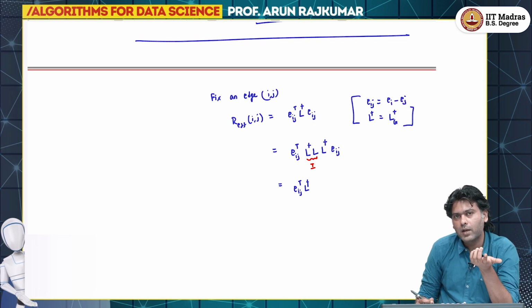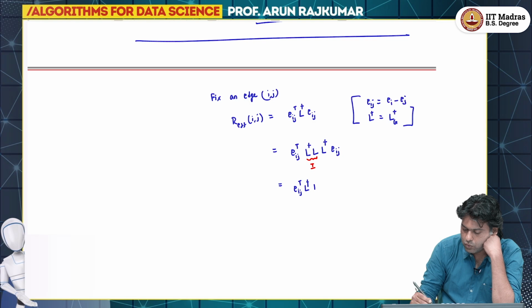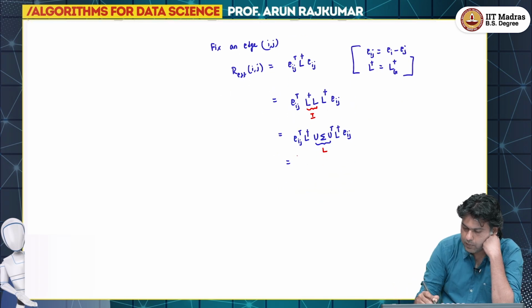It is a real symmetric matrix. So, it has an eigen decomposition, and let us call that eigen decomposition U sigma U transpose. L pseudo inverse Eij. Now, this is just my L, and I am going to rewrite this a little bit as Eij transpose L pseudo inverse U sigma half U transpose L pseudo inverse.